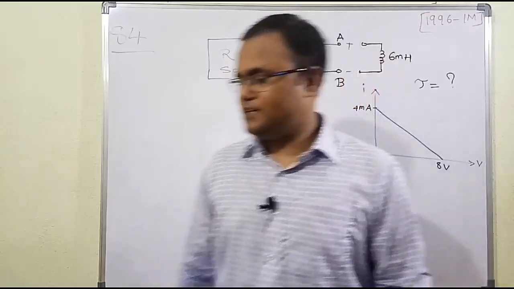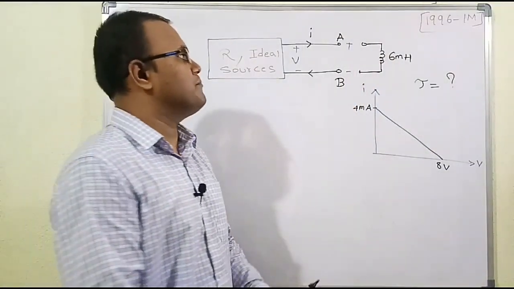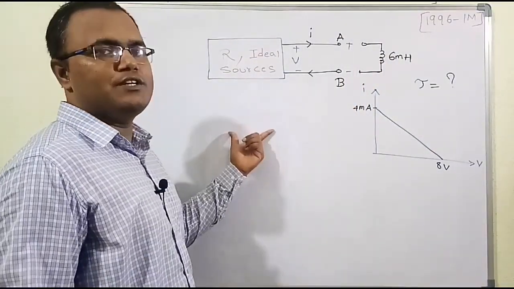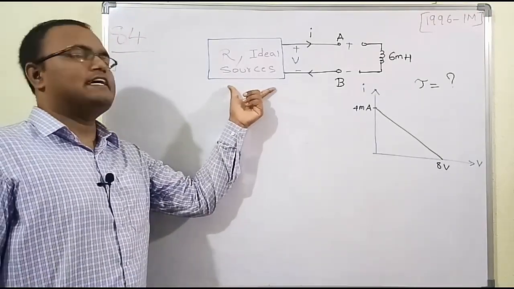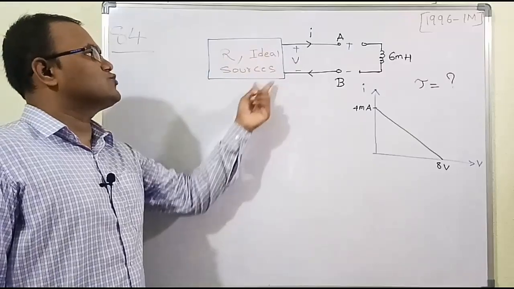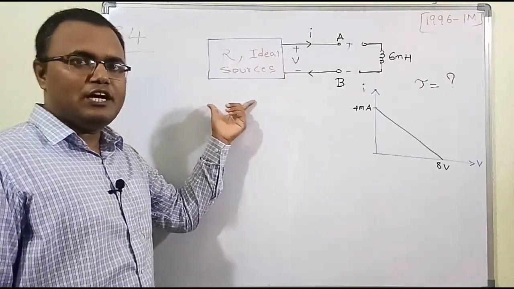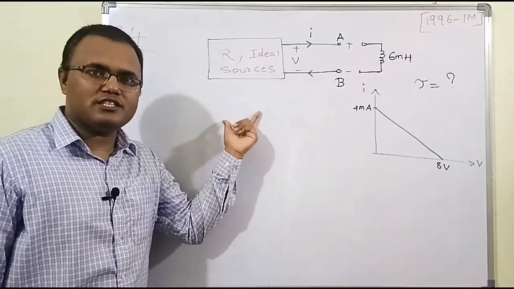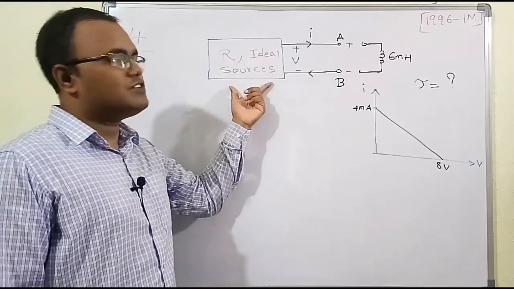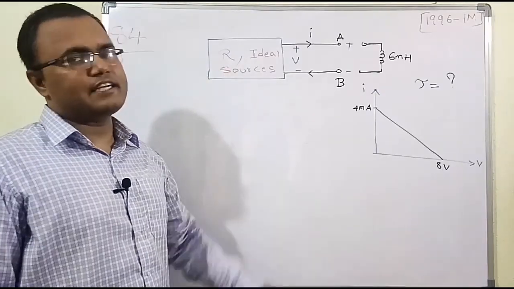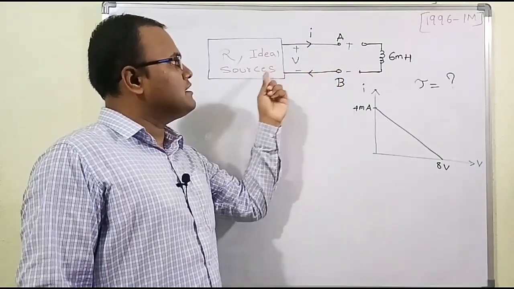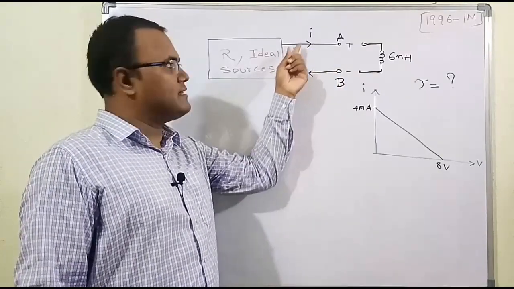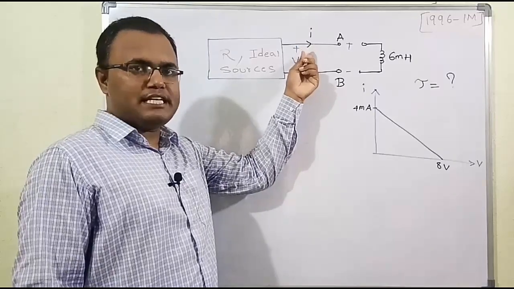The numerical number is 84. The circuit consists of some network. This diagram represents this square box, which is a network that has connections of resistors and ideal sources. There is some interconnection. Across these terminals A and B, the voltage is V and the current going out of this is I.